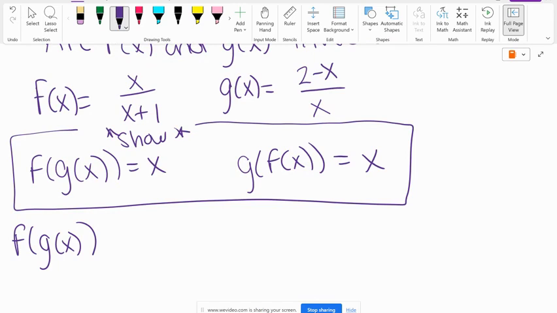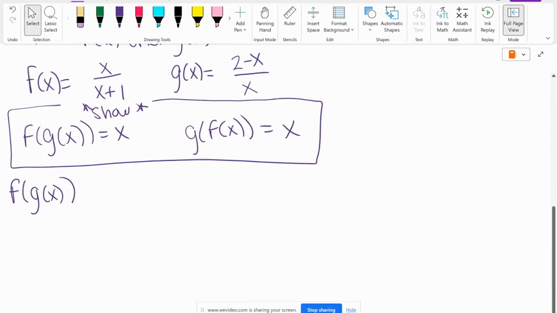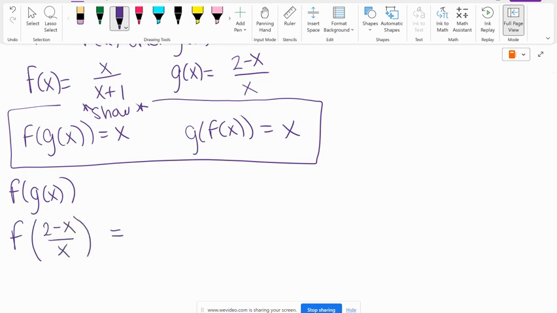So now g of x is 2 minus x over x. So we're going to do f of 2 minus x over x. What does this mean? This means I go to f of x, and wherever I see an x, what am I subbing in? Anytime I see an x, what am I subbing in? 2 minus x over x. That's what I'm subbing in anytime I see an x in f of x. So this is going to be 2 minus x over x, over 2 minus x over x, plus 1.